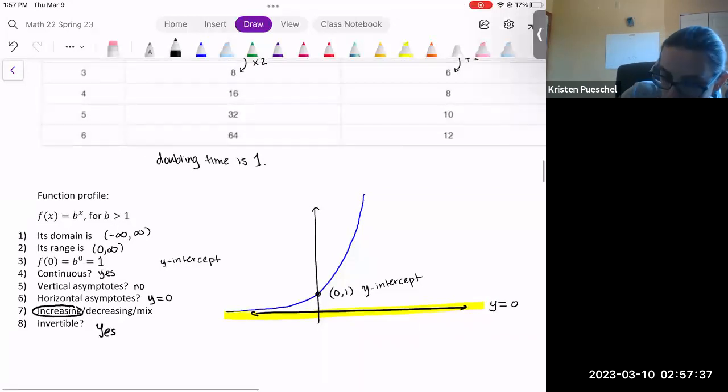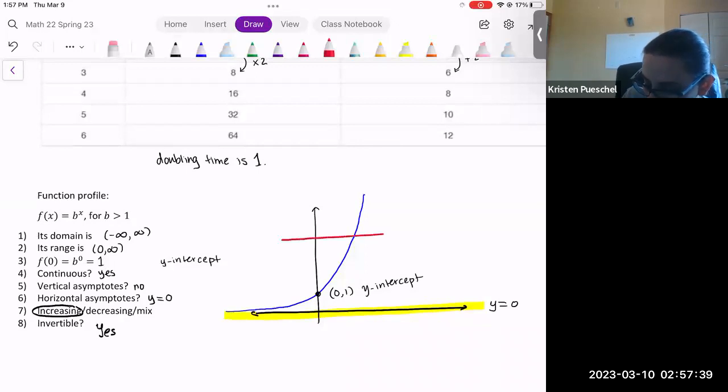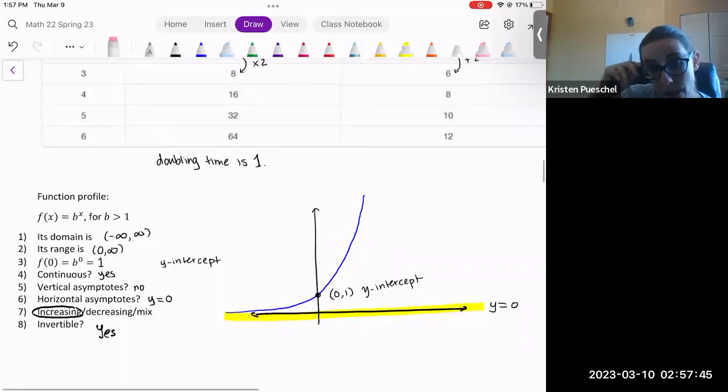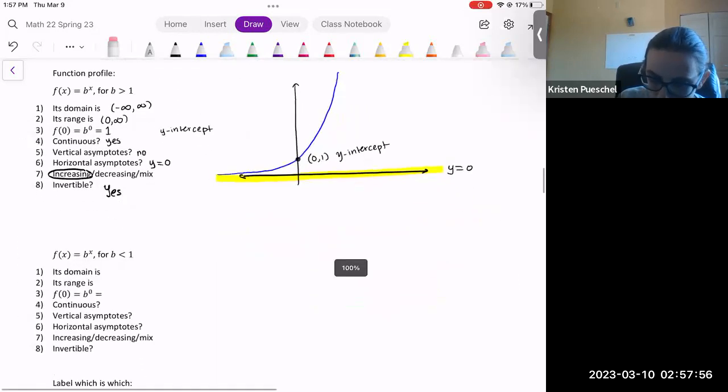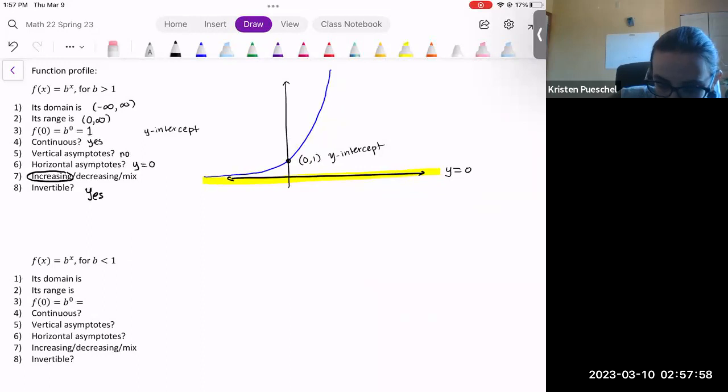If we draw in horizontal lines, we see that we only hit the graph once. There's no repetition of y values. So this will have an inverse, and we'll be studying the inverse later this week. So this is our general shape when our base b is greater than 1.